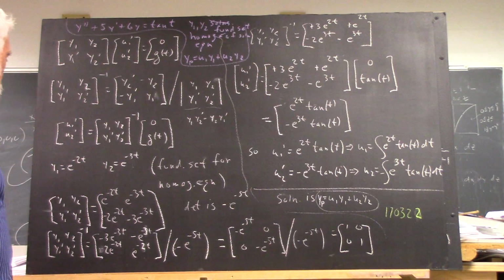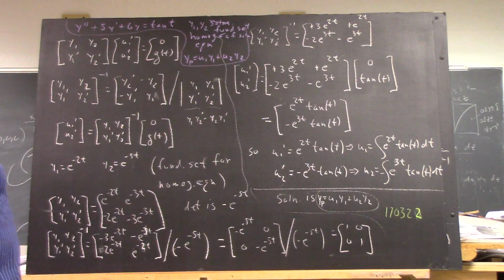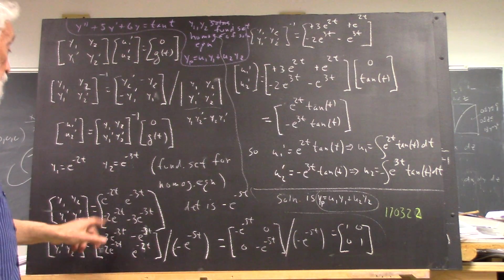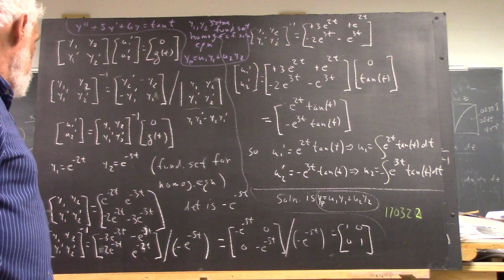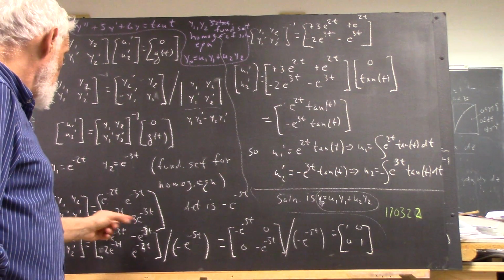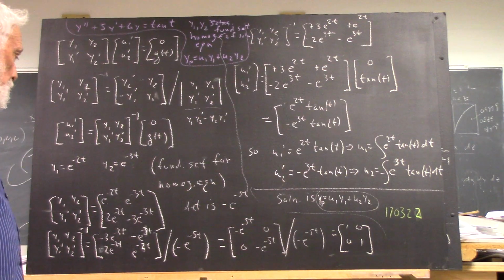So our matrix y1, y2, y1 prime, y2 prime is just what? Well, y1 and y2 are e to the negative 2t and e to the negative 3t. The derivatives are negative 2 e to the negative 2t and negative 3 e to the negative 3t. The inverse: flip these two, this goes here, and this goes down here, and then make these the negatives of what they are.